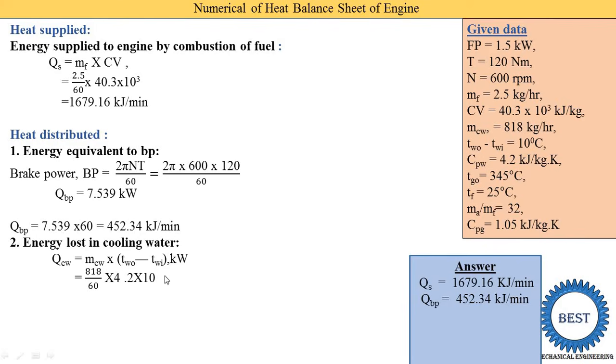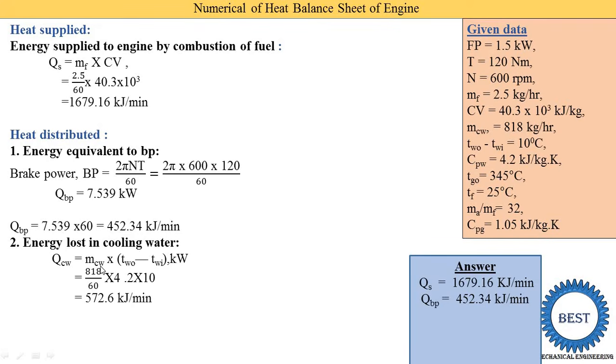What is the specific heat of water? It is given as 4.2. Suppose in some example it is not given, then we consider 4.187. The change in temperature is given as 10 degrees centigrade. So here it is put as 10 degrees centigrade. Here we do not need to convert to Kelvin because it is a difference, so the answer comes the same. So the answer is 572.6 kilojoule per minute.